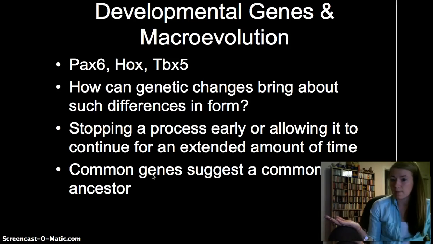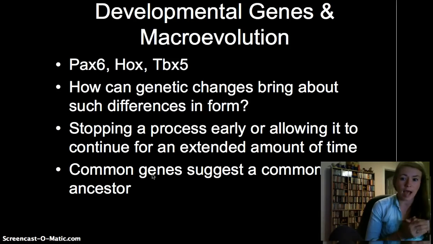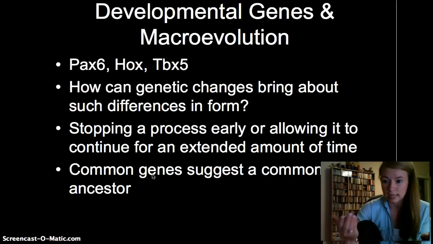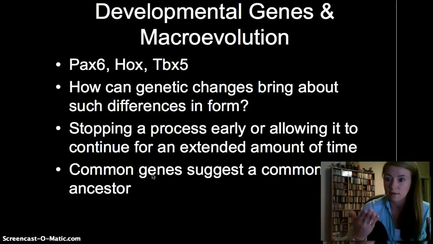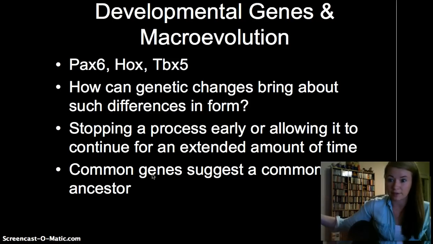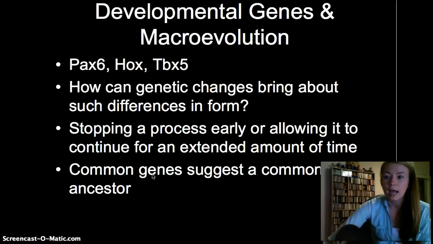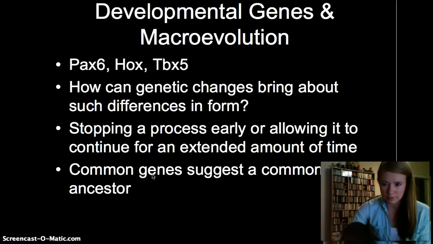And so for whatever reason, when our ancestors split from the dog ancestors, or that's a bad example. Let's think about a chicken and a snake. A snake has tons and tons of vertebrae, and there is a very, very long spine. A chicken has a much shorter spine, and it has a neck, whereas the snake doesn't necessarily. So how did developmental genes make a difference there?